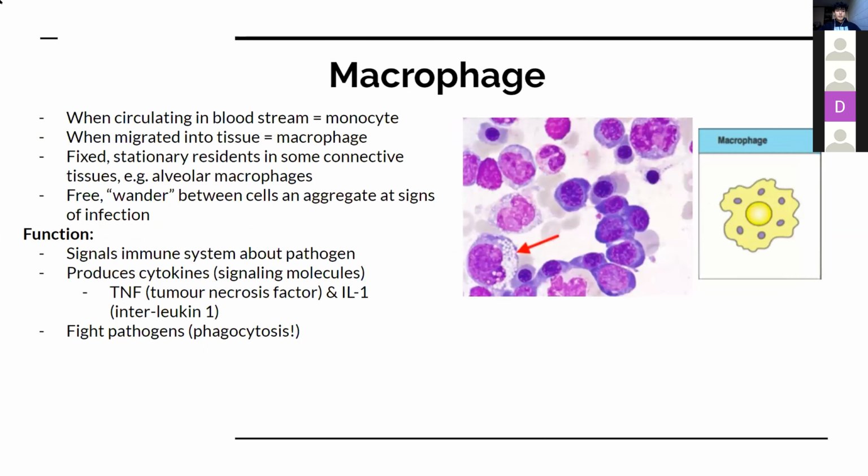A bit about the macrophage. A macrophage, when it's in the bloodstream, is a monocyte, and when it's in tissue, it's a macrophage. They're effectively the same thing otherwise. They wander between cells, and if they see any pathogen, they'll engulf it. They signal immune cells about pathogens, and they produce cytokines such as TNF and IL-1, which are pro-inflammatory cytokines, and they phagocytose pathogens as well. All right, cool. Let's move on.